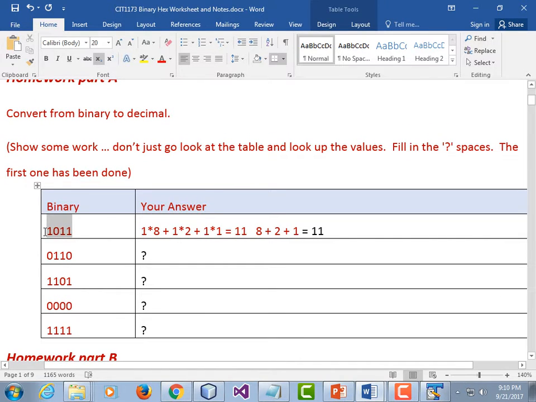So these are 4-bit numbers. They can't hold as much as an 8-bit number. They can't go up to 255. Who's got the last one done? What is 1111 equal to?